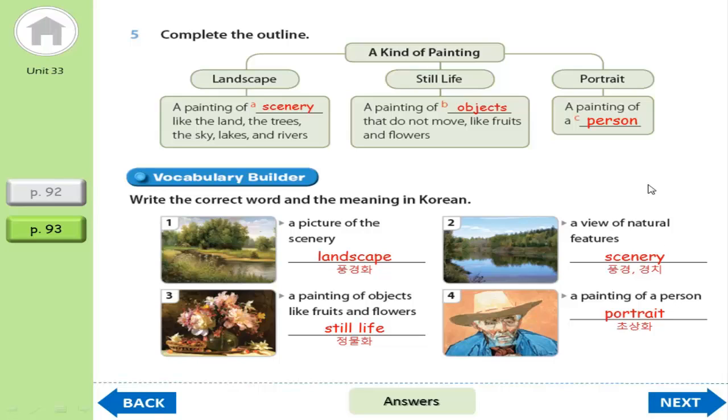Okay, now congratulations. Now we have finished Unit 33, and please try to study by yourself at home and try to remember some keywords like landscape, still life, scenery, portrait. So please try to remember and try to take care of your health.